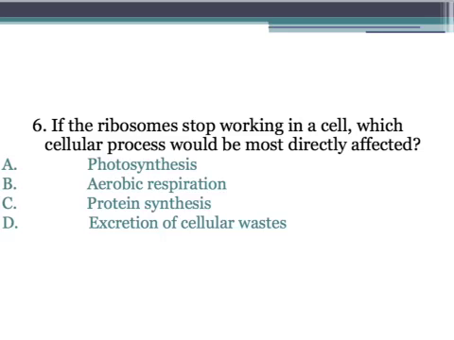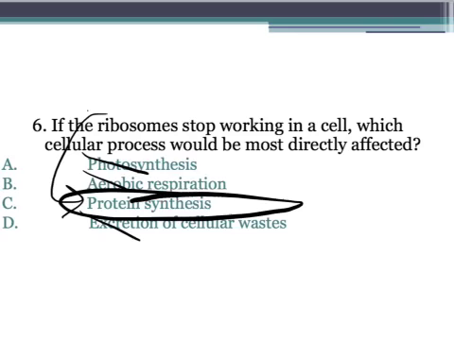Well, I know what the ribosome does, but let's use some elimination and see if we can figure it out. I know it can't be photosynthesis, because a ribosome is found in both a plant and animal cell. Aerobic respiration is the mitochondria. Excretion of cellular waste is not involved in protein synthesis, so that can't be it. And this is also more likely to be the Golgi apparatus, or the cell membrane. So that can't be it. So if the ribosomes stop working, and the ribosomes are directly involved in protein synthesis, that's the correct answer. So ribosomes, again, protein synthesis.